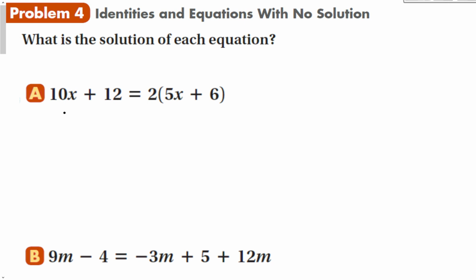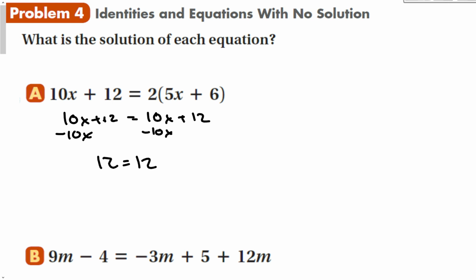Because watch what could happen. 10x plus 12 is equal to distribute 10x plus 12. You could just recognize now that these are the same equation. Or you could take it one more step, subtract 10x from both sides, and I'm left with something that is actually true. 12 is equal to 12. So that makes this an identity.